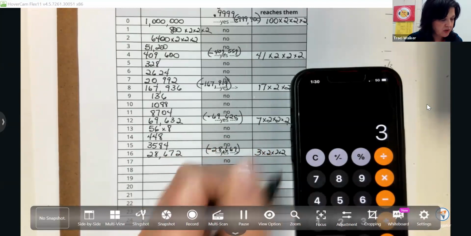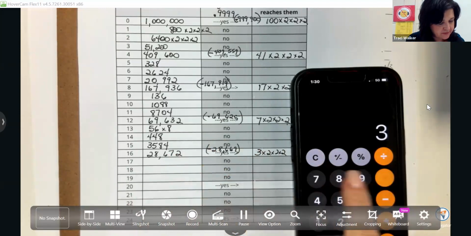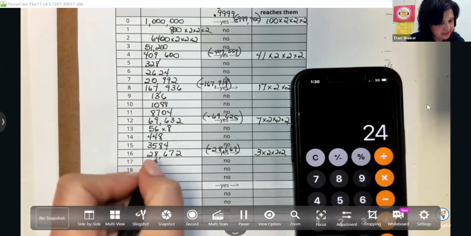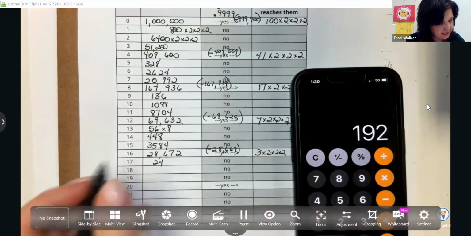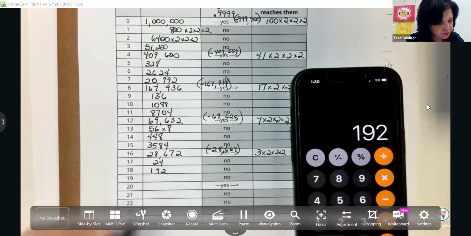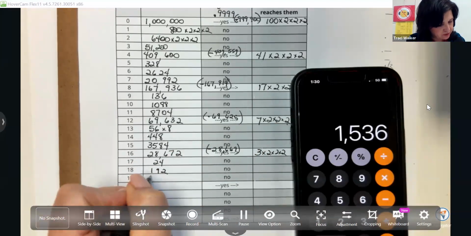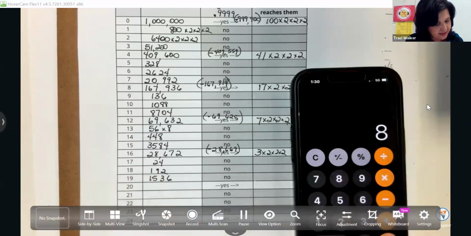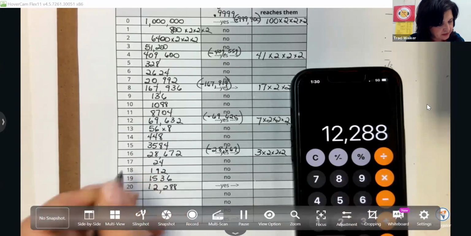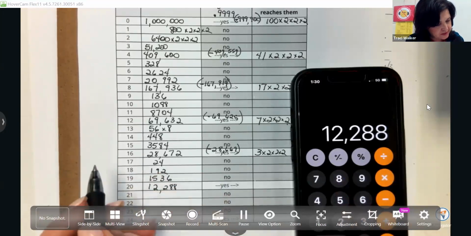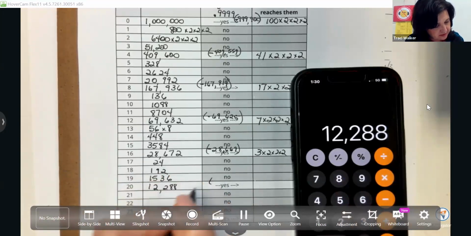Okay. So 3 times 8. So in 17 hours, you have 24 times 8. In 18 hours, you have 192 times 8. In 19 hours, you have 1,536. And then in 20 hours, you have 12,288. You take your 6th dose and you kill 99.99%.